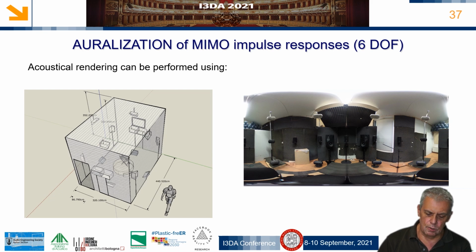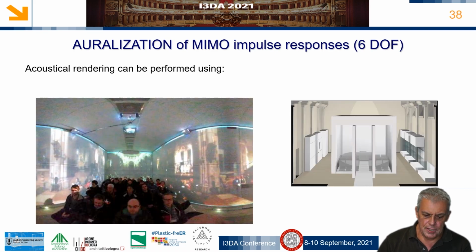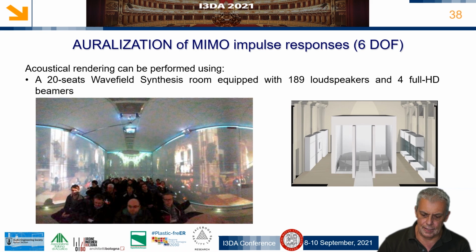Apart from the usage of a VR head-mounted display, we can also use the two listening rooms we have in Parma. One is an ambisonics room shown here, equipped with 18 loudspeakers, and it will be soon upgraded to 26 loudspeakers. This is the larger room we have, called Sala Bianca, white room, equipped with 189 loudspeakers in a wave field synthesis system and 4 beamer video projectors.